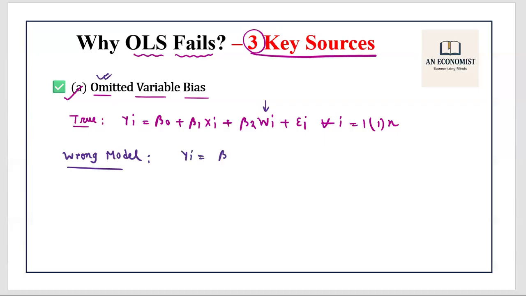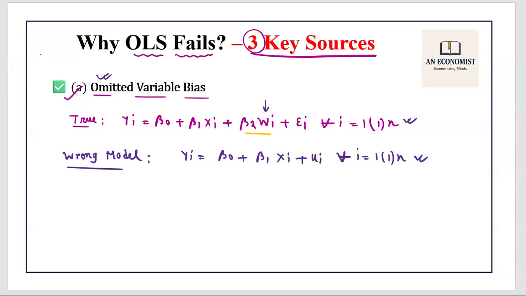Yi equals beta naught plus beta 1 xi plus ui for all i equals 1 to n. This should be the original model, but due to some mistake, we have completely omitted this wi variable. Now, if this wi variable is completely omitted, then what can you say?